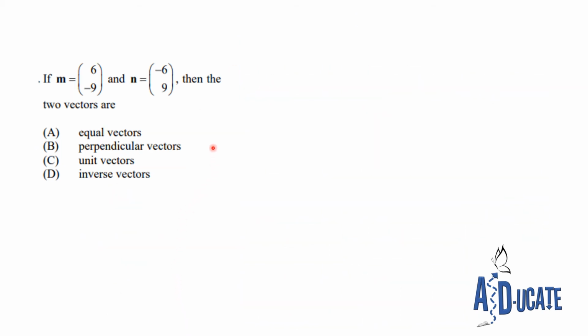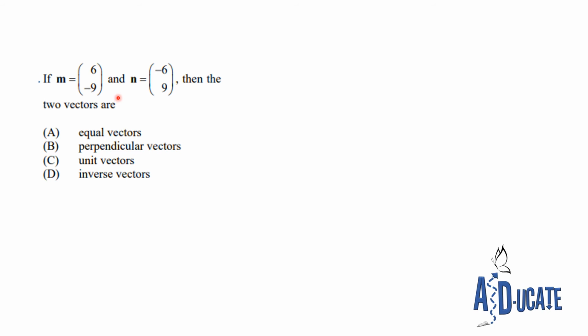This question is similar to the one that we just did. We're given two vectors, vectors m and n, and we are asked to determine whether they are equal vectors, perpendicular vectors, unit vectors, or inverse vectors. So it's good practice to look at the x and y components of both vectors. In this case, they are the same, and so we know their magnitudes are the same.